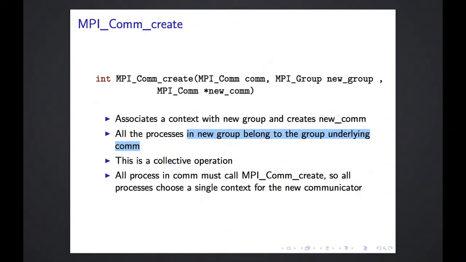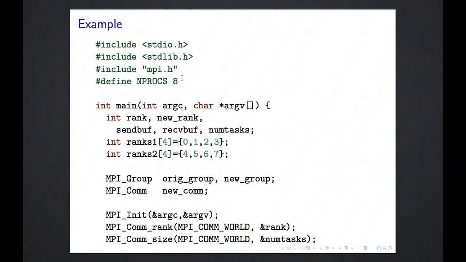So let's say you are starting from the original communicator, MPI_COMM_WORLD. You have to call MPI_Comm_create on all your processes, all the processes involved in MPI_COMM_WORLD. That is a requirement. Okay, so to make this more concrete, I think this will be much more clear once you see an actual example.